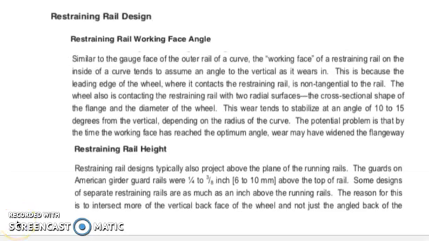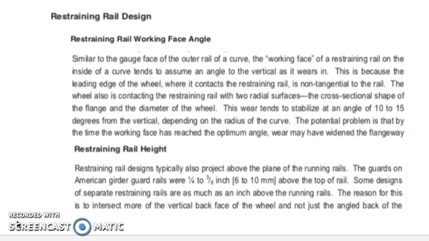So for the working face of a restraining rail on the inside of a curve, it tends to assume an angle to the vertical as it wears. This is because it is the leading edge of the wheel that contacts the restraining rail, and it is non-tangential to the rail. You have to take note that the potential problem here is that by the time the working face reaches the optimum angle, the wear may have widened the flangeway.